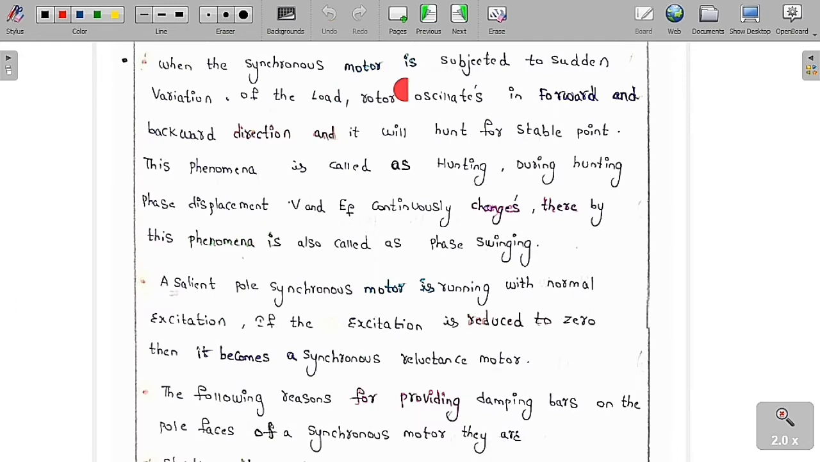When the synchronous motor is subjected to sudden variation of the load, the rotor is going to oscillate in the forward and the backward direction, and it will hunt for a stable point. This phenomenon is called hunting. During hunting, the phase displacement between V and EF continuously changes. Thereby, this phenomenon is also called phase swinging.